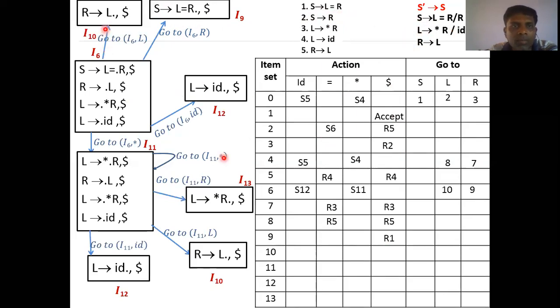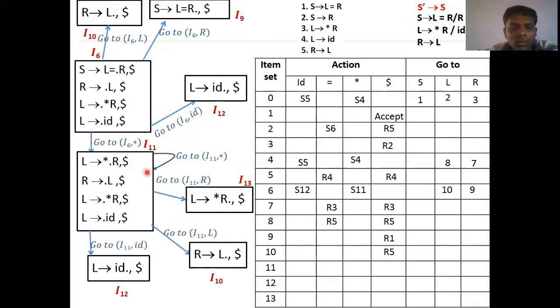Now 10. This particular state is also a final item because after dot there is directly a comma. This final item corresponds to the production number 5. What is the follow-up R? Follow-up R is nothing but follow-up L. What is the follow-up L? Dollar. So because of that, I'm writing R5. Now 11. The same way I'm going to generate 11.